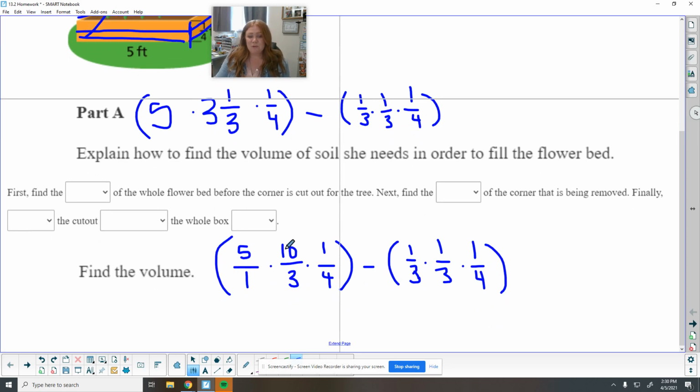So I'm going to let you do the numerators and I'll help with the denominators. So 1 times 3 is 3, times 4 is 12. So you'll need to do 5 times 1 times 10 to find that numerator. And then we're subtracting. I'll let you find those. 3 times 3 is 9, times 4 is 36.